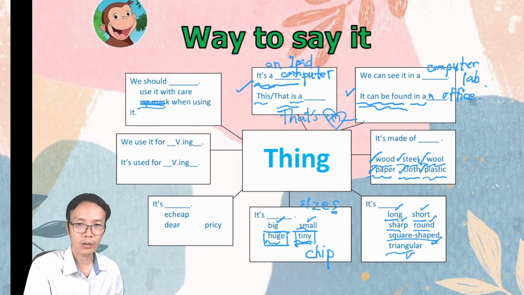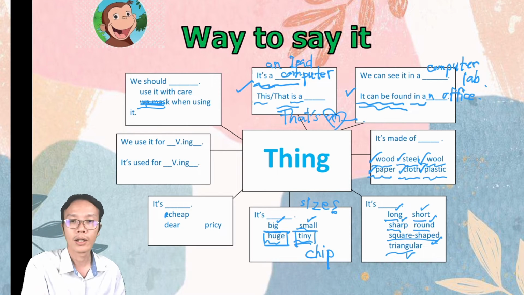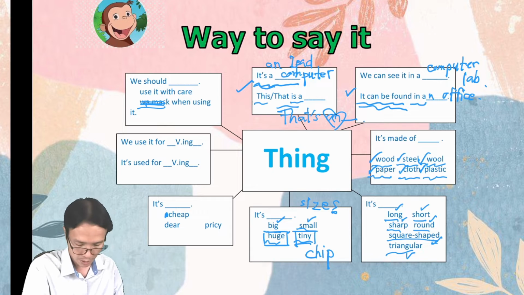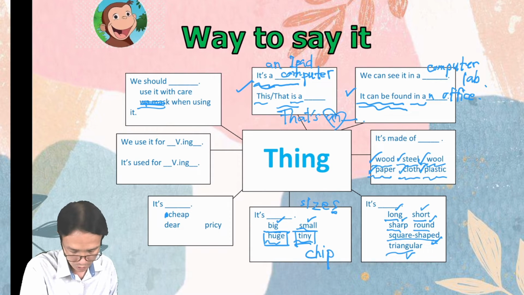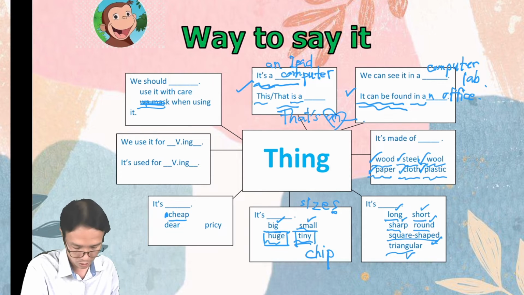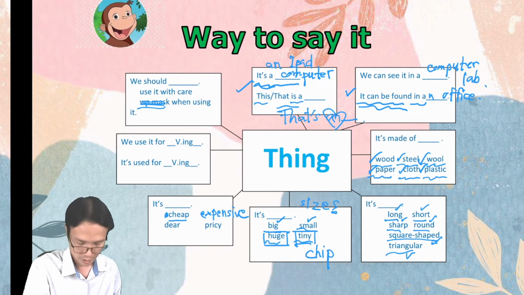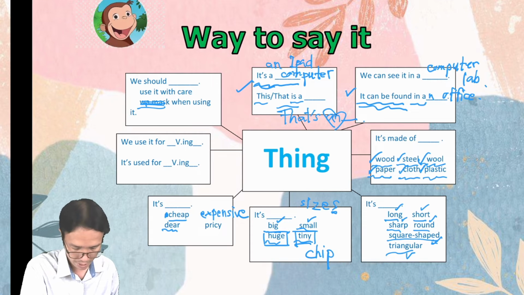It's very tiny. Then you can talk about the price. You can say it's cheap. Expensive, dear, and pricey.